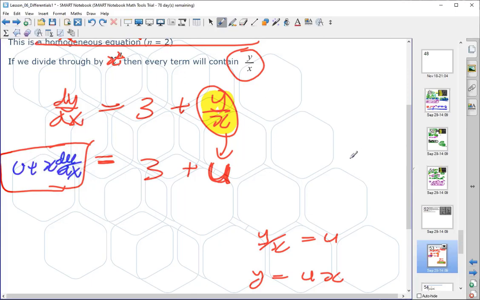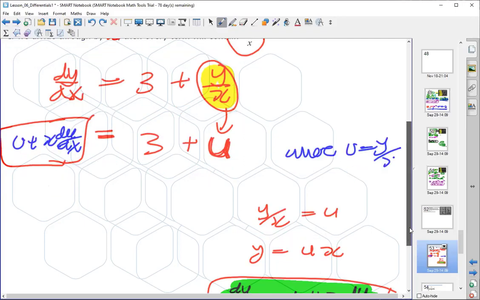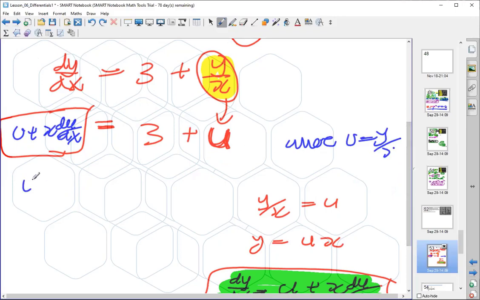So I've used substitution where u equals y over x. Does that help? What I've got now is u plus x du by dx equals 3 plus u. I'll substitute it in. Does it help? Yes, you can cancel out the plus u. Now I've got x du by dx equals 3.